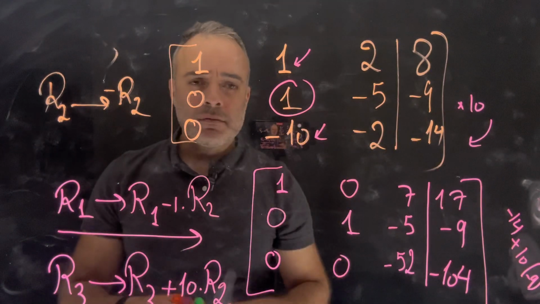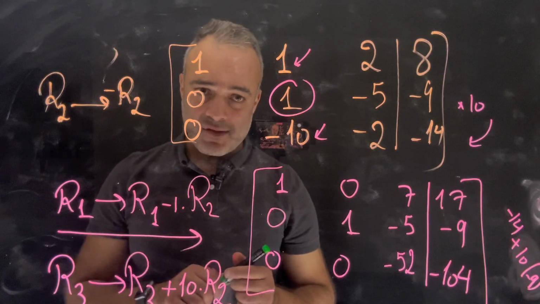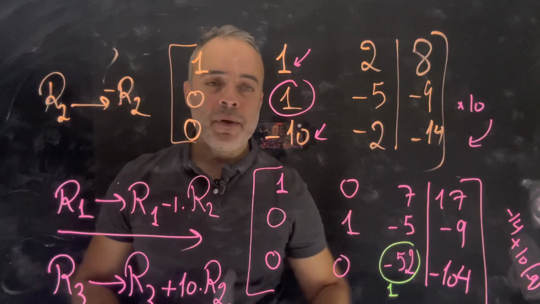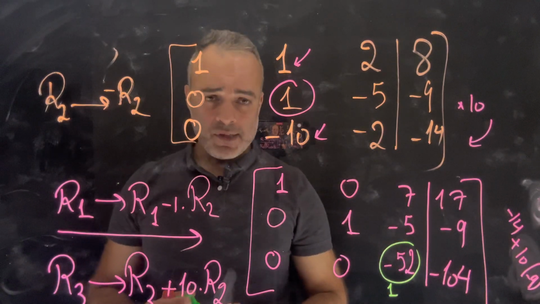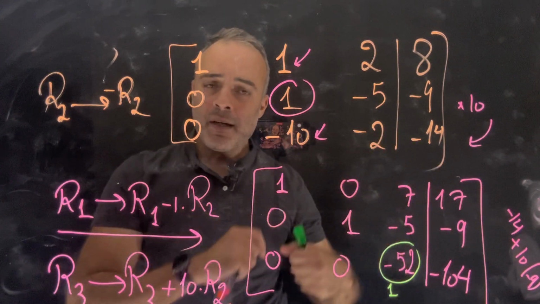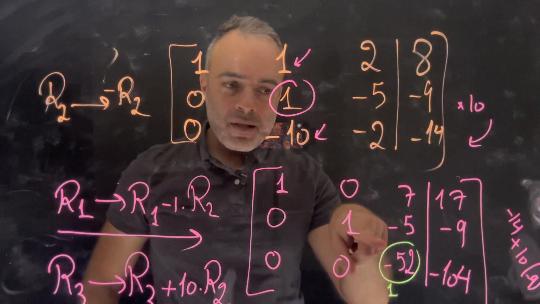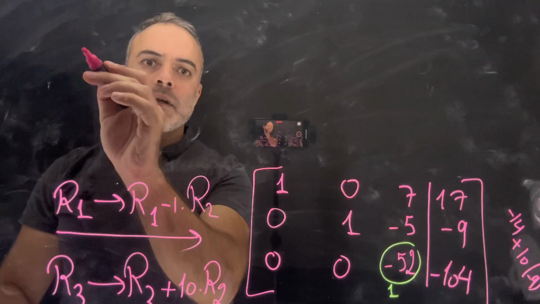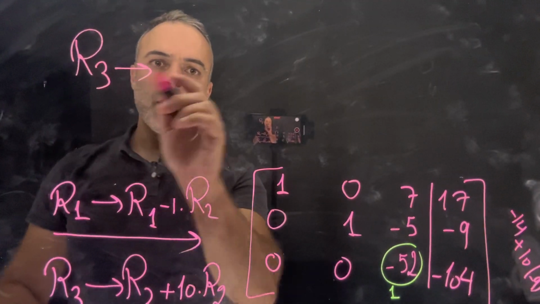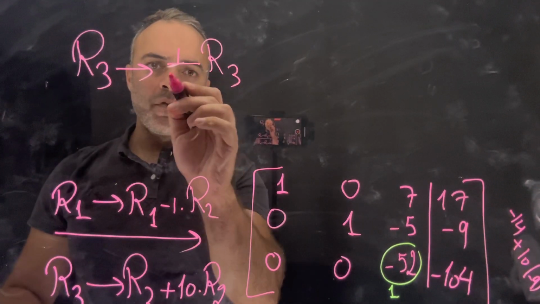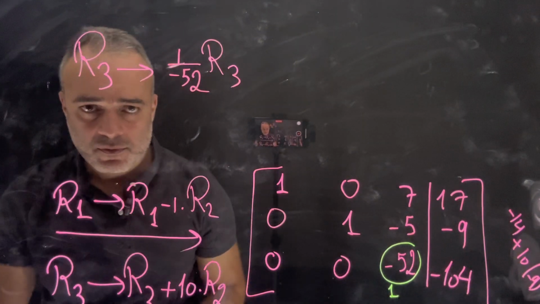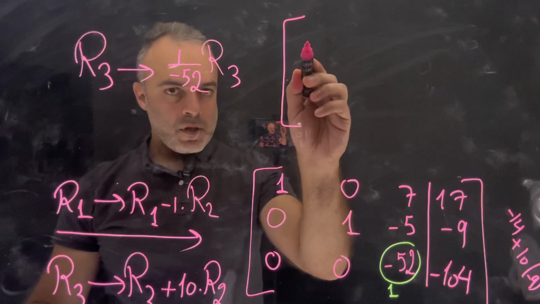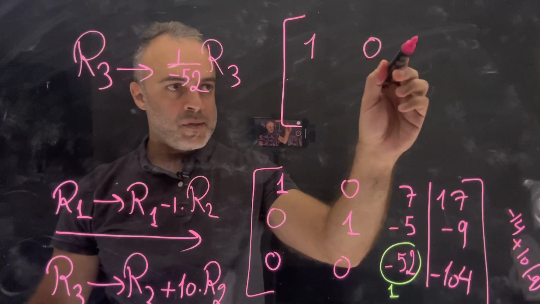So now, again, what is the next step? I think you might have guessed, right? This has to be converted into 1, and everything up in the same column into zeros. So I will do the same story. How do I convert this into 1? I multiply the entire row by 1 over -52. So R3 becomes R3 times 1 over -52, right?